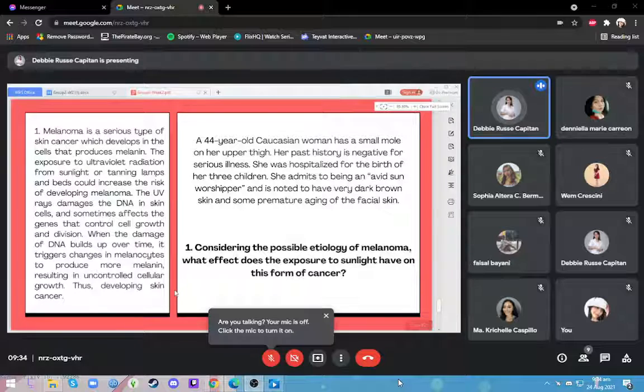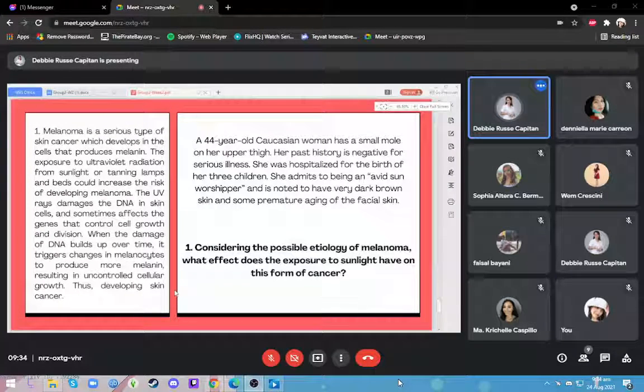So for the next problem, a 44-year-old Caucasian woman has a small mole on her upper thigh. Her past history is negative for serious illness. She was hospitalized for the birth of her three children. She admits to being an avid sun worshiper and is noted to have very dark brown skin and some premature aging of the facial skin.